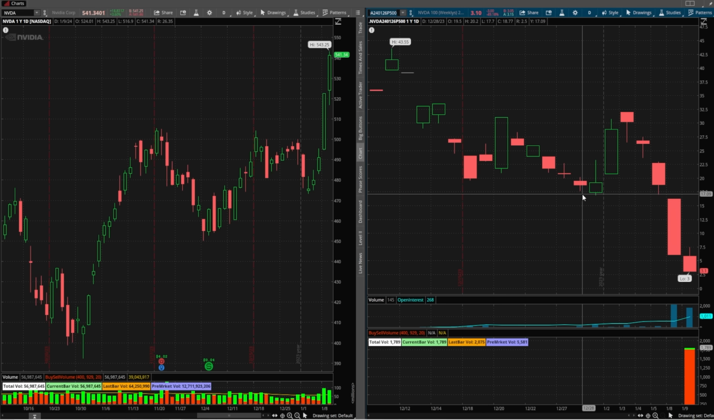I personally wouldn't do this yet, because I would wait for Nvidia to start slowing down, wait to see that momentum shift, maybe wait for the first red day. That's another strategy we can go into. But if you look at this now, that's when things are ugly. There's a lot of room here on these puts.